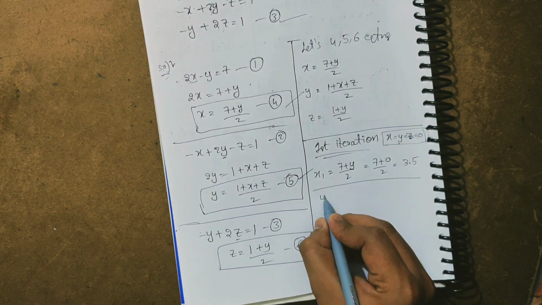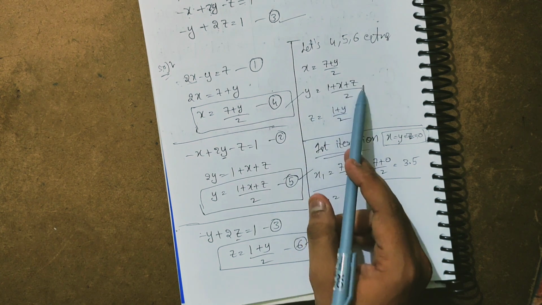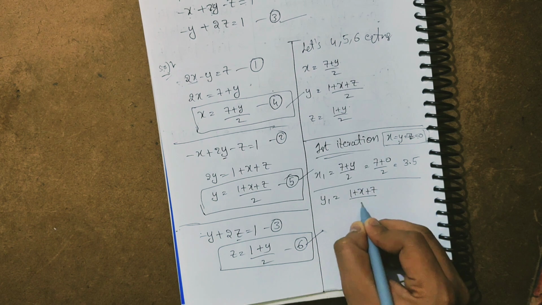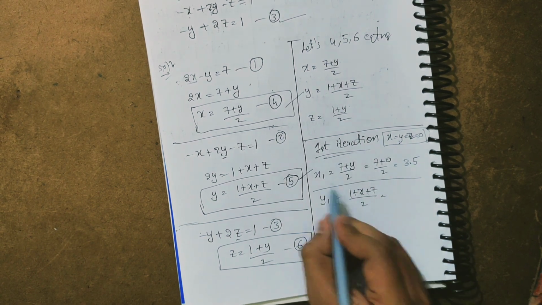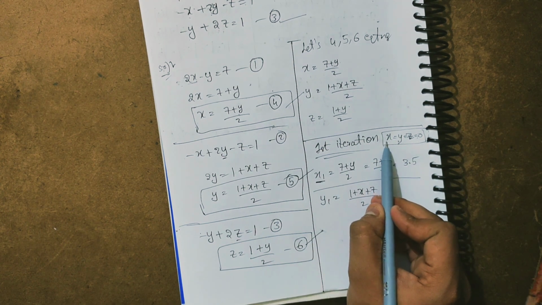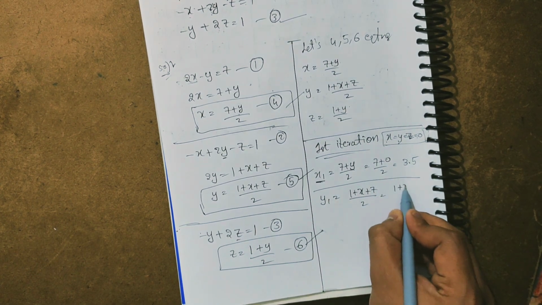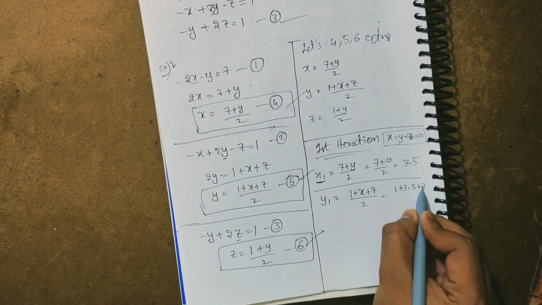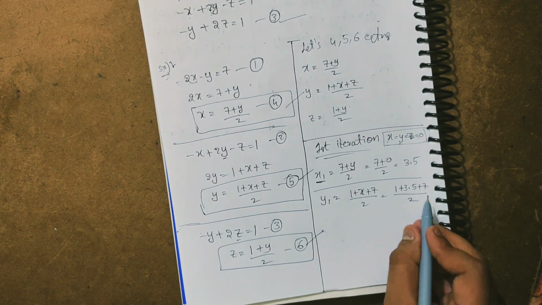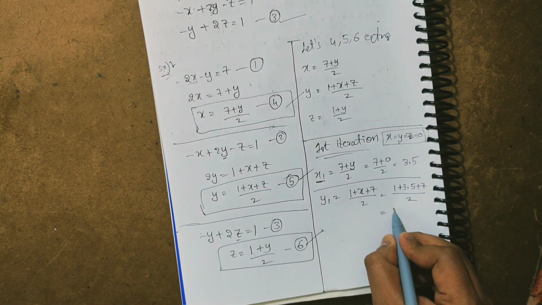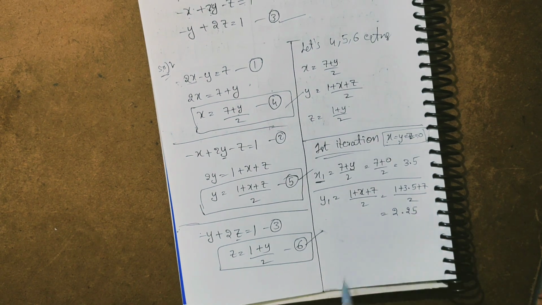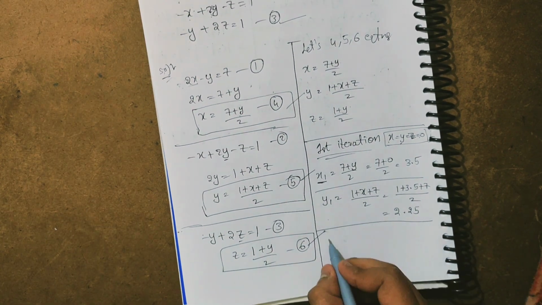Next, y1. 1 plus x plus 7 by 2. Which x value do we have to take here? The x value we just found, not the initial one. Okay, so 1 plus 3.5 plus 7 by 2. So what is the value of 1 plus 3.5 plus 7 by 2? You can use a calculator. It will be 2.25.